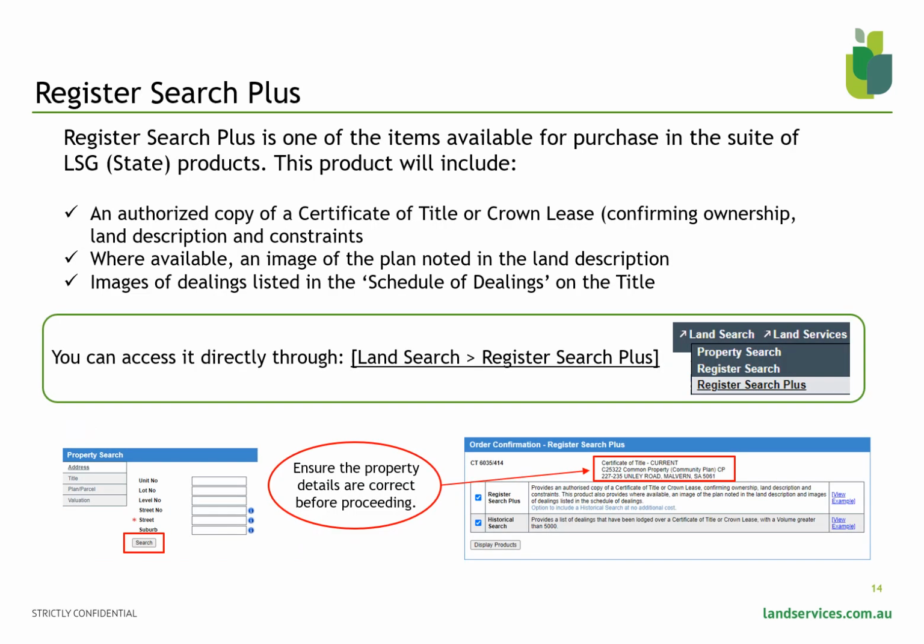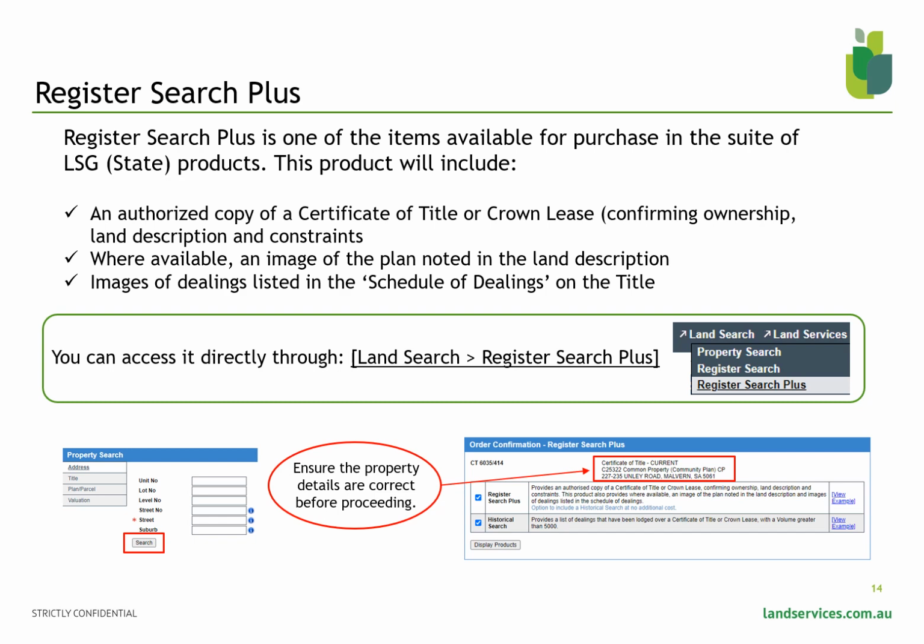Register Search Plus is one of the items available for purchase under the suite of LSG products. This product will include an authorised copy of a certificate of title or crown lease, an image of the plan that's noted in the land description where available, and images of dealings listed in the schedule of dealings on title. To purchase this product, go to the Land Search menu in SAILIS, then select Register Search Plus from the drop-down options. After entering the property details, click Search.